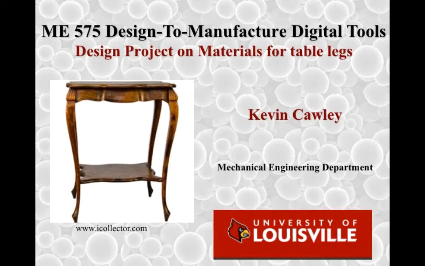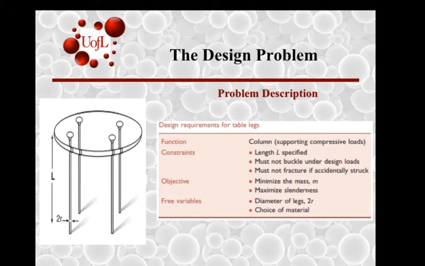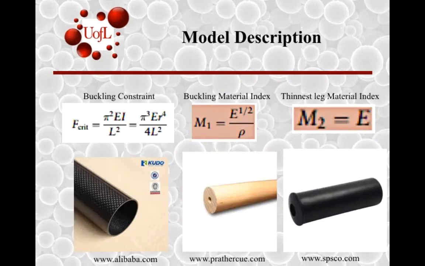Hello everybody, my name is Kevin Colley, as you can see, and today's topic is materials for table legs. Obviously the problem description is that a designer wanted to make the thinnest legs they can, and as you can see the 3 variables are both choice of material and diameter of legs. Obviously you want to minimize cost depending on who you're selling to, I guess. I mean, it really is, like I said, who you're selling to. The main constraint would be the diameter.